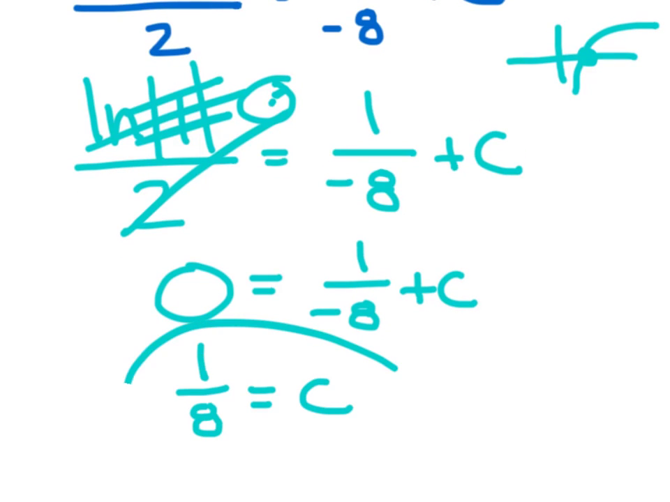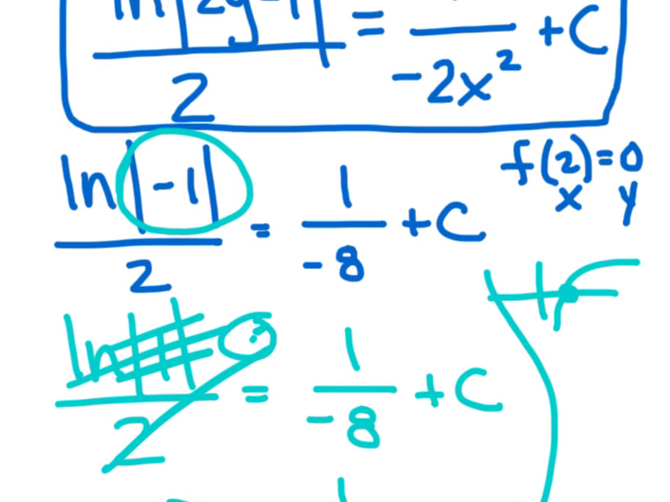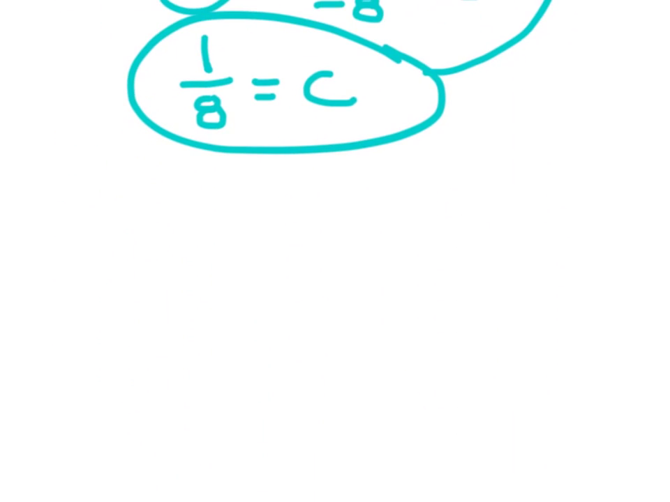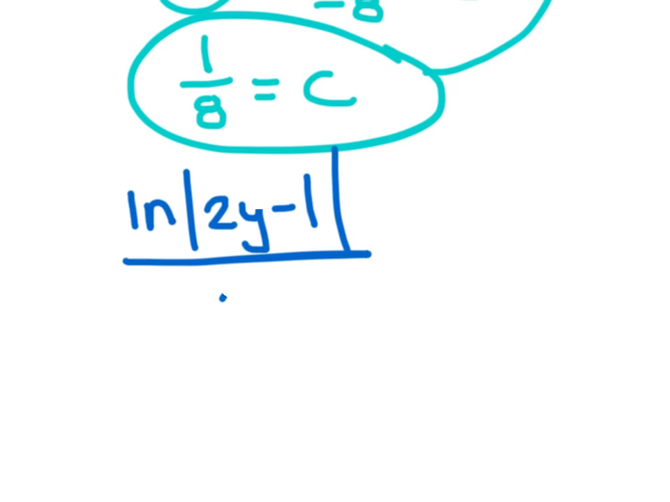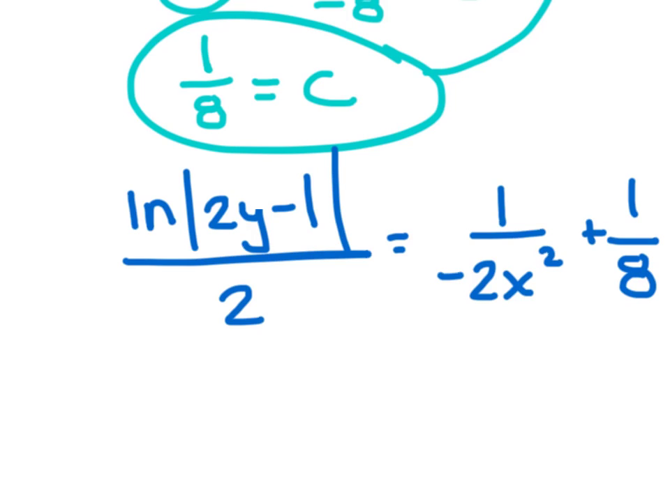Now, we're not done. All we did was get c. We need to take that c value and substitute it back into our equation and solve for y. So if I scroll back down, I've got the ln of 2y minus 1, absolute value of that, over 2 equals 1 over negative 2x squared. And now instead of c, I'm going to put plus 1/8.